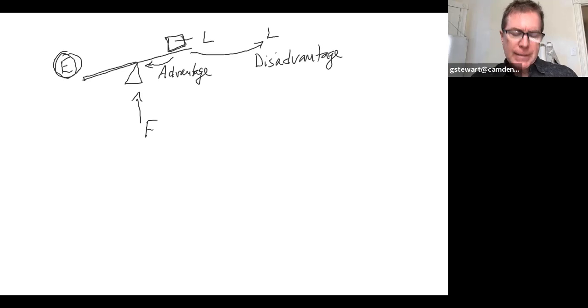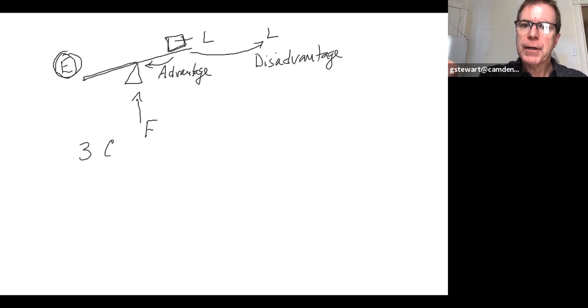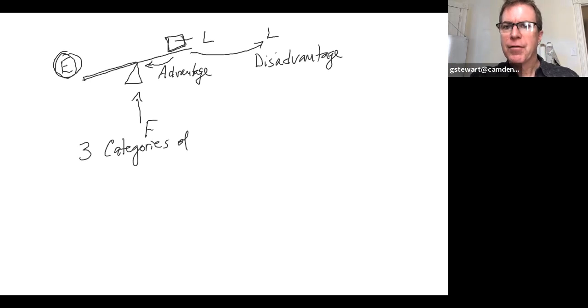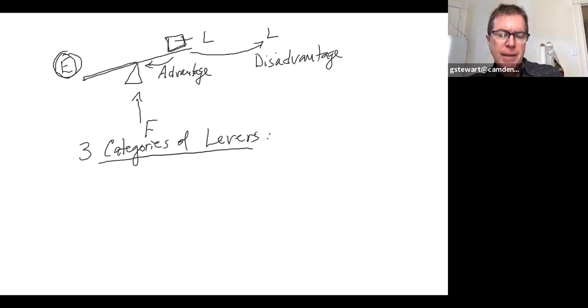All right, so that defines that. Now, there are three categories, basically, of levers. And I'm going to define them and then give you examples in the human body. The criteria for defining these three categories is basically the position of the fulcrum, this thing, relating to the effort and the load. If we move things around, that defines what category a lever is.